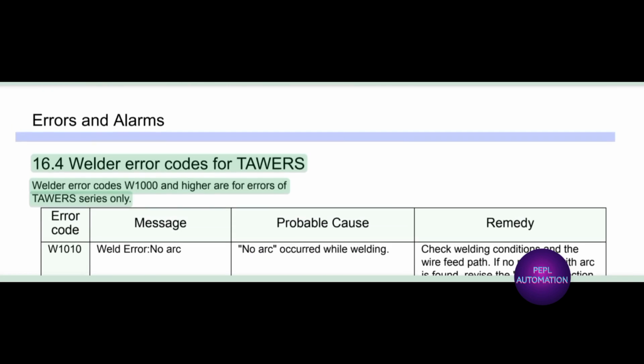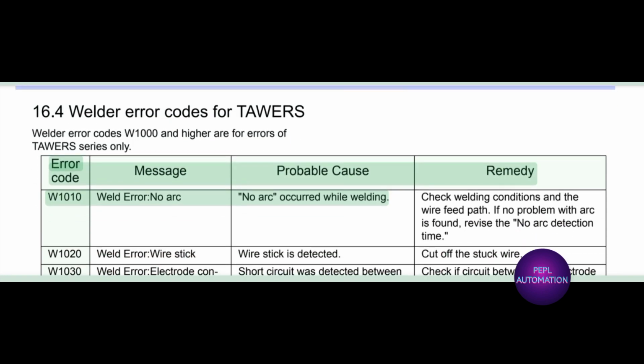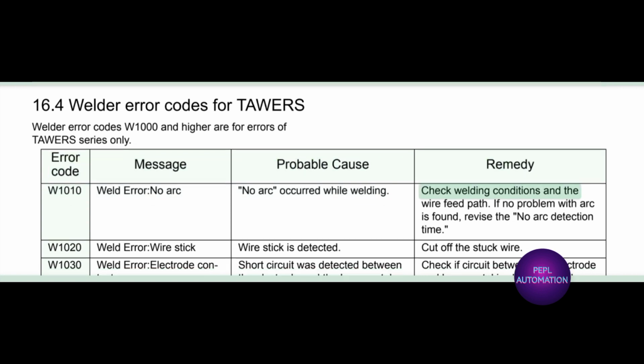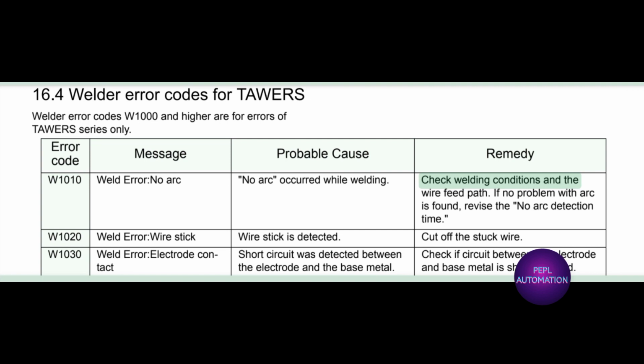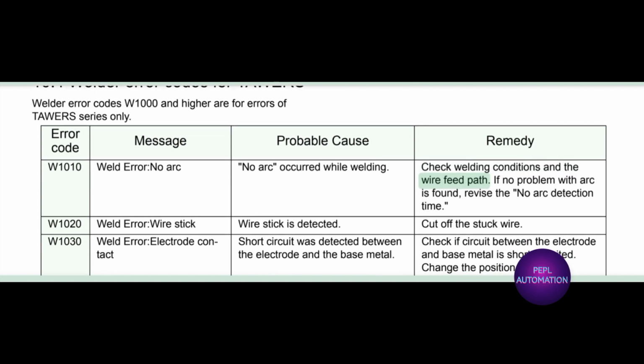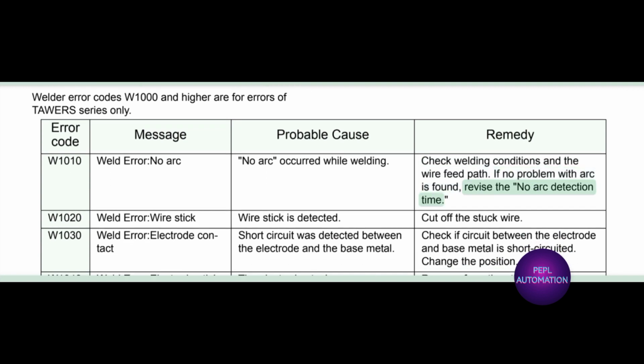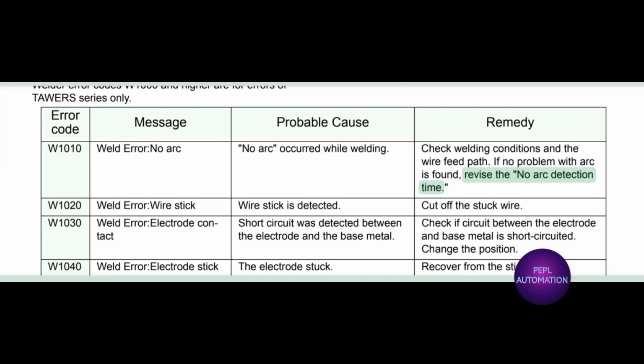16.4 Welder errorcodes for TAWERS. W1000 and higher are for errors of TAWERS series only. W1010 weld error. No arc, occurred while welding. Check welding conditions and the wire feed path. If no problem with arc is found, revise the no arc detection time.